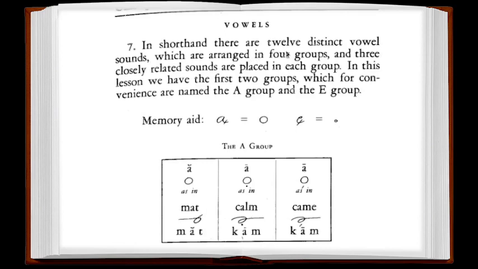In shorthand, there are 12 distinct vowel sounds which are arranged in 4 groups, and 3 closely related sounds are placed in each group. In this lesson, we have the first 2 groups, which, for convenience, are named the A group and the E group.